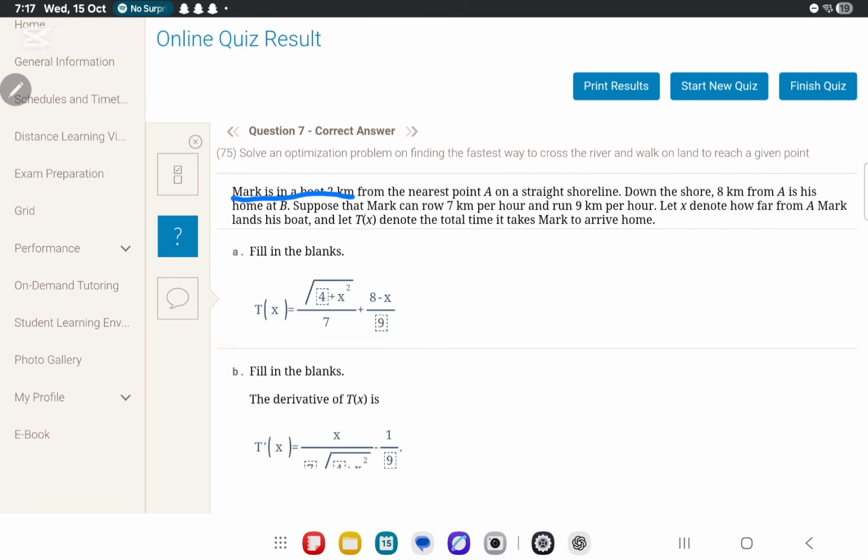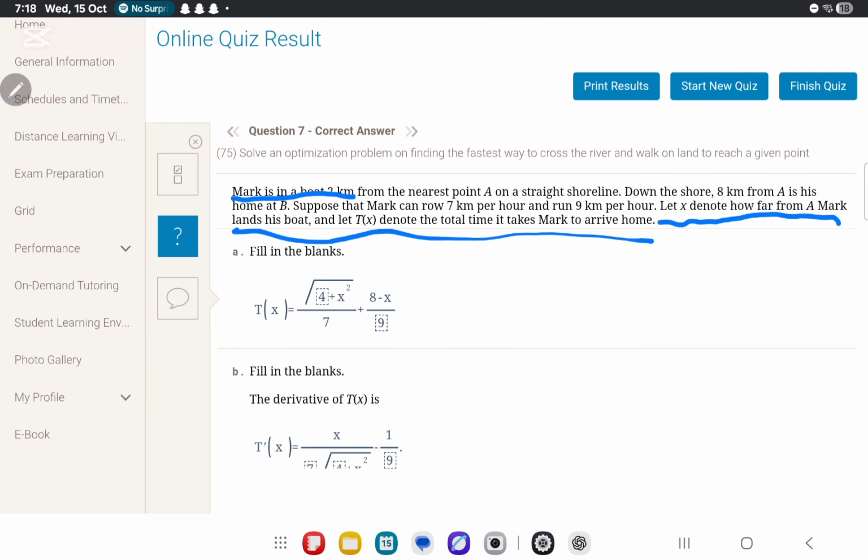Mark is in a boat 2 kilometers from the nearest point A on a straight shoreline. Down the shore, 8 kilometers from A is his home at B. Suppose that Mark can row 7 kilometers per hour and run 9 kilometers per hour. Let X denote how far from A Mark lands his boat, and T of X denote the total time it takes for Mark to arrive home.